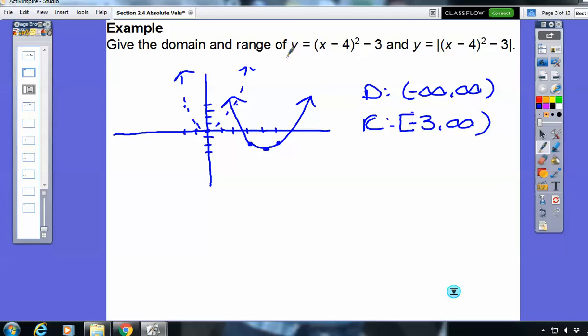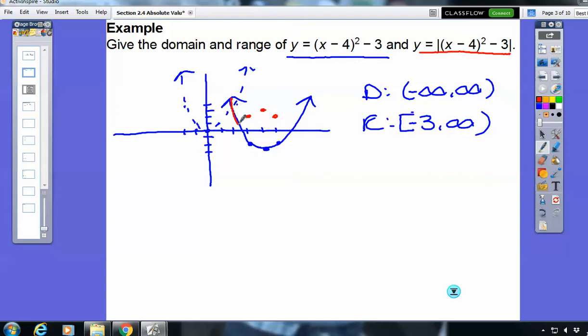Now I want the absolute value of that. I'm going to do mine on the same graph. I'm just going to switch colors. Absolute value, if it's positive, does it change it? No. So the positive portions of my graph would stay. But what happens with all your negatives? They turn positive. So this point, 4, -3 is going to go to 4, +3. I had 5, -2, so that's going to go to 5, +2. I had 3, -2, so that would go to 3, +2.